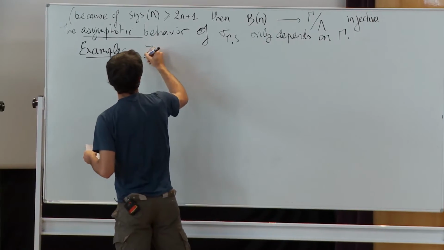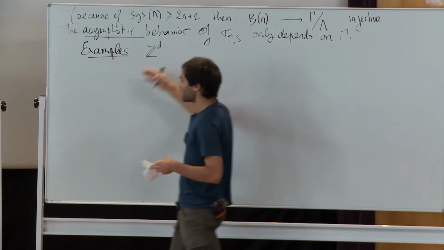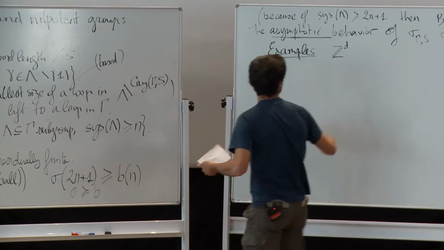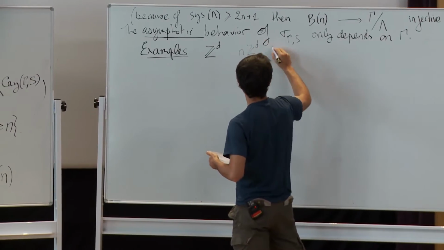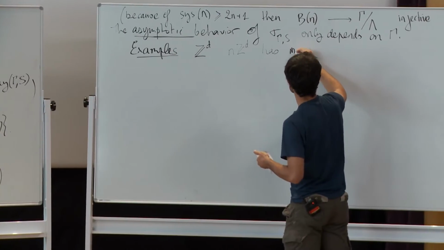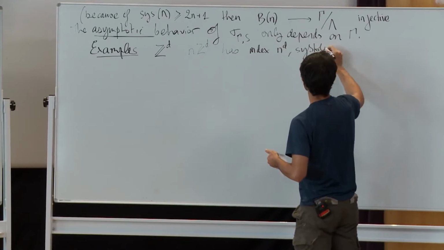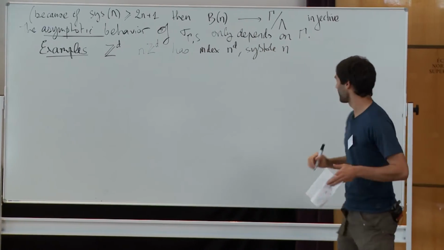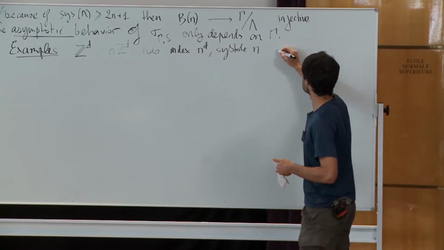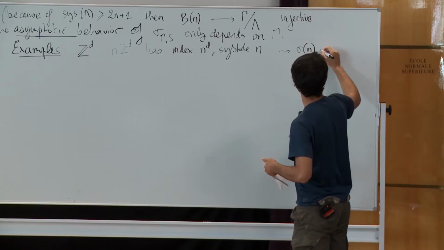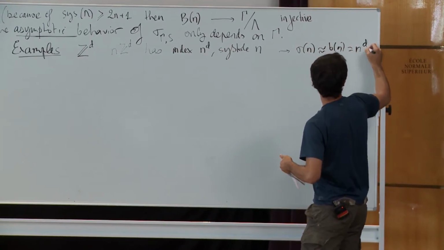Let's start with Z to the d. And here we have an inequality saying the systolic growth is at least the growth, which is n to the d. And Z to the d has index n to the d and systole n for the standard generating sets. So that's the proof that the systolic growth is at most n to the d, so you get the growth.